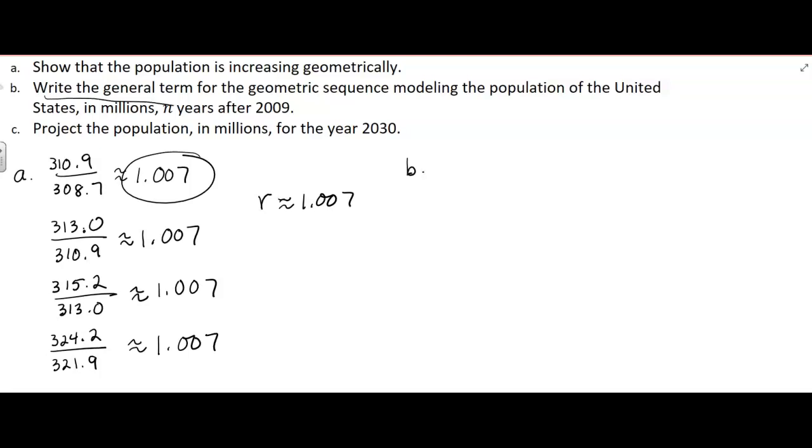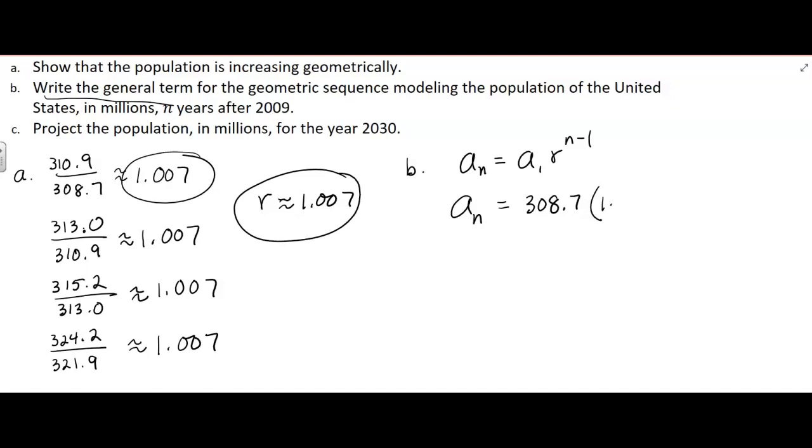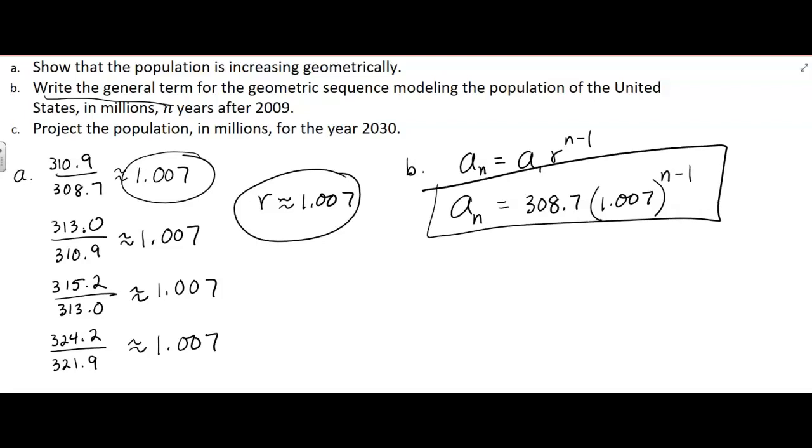Part B says write the general term. Okay, so the general term is written from this. But we know a sub 1. So the general term is going to be, what was the first one? It was 308.7. The common ratio, we've got that. It's 1.007 to the n minus 1. So that would be the general term for this geometric sequence.